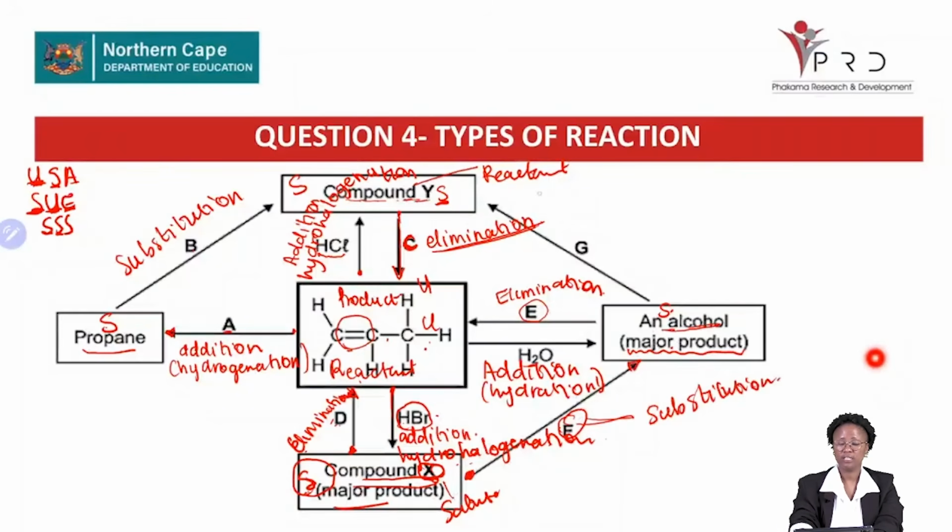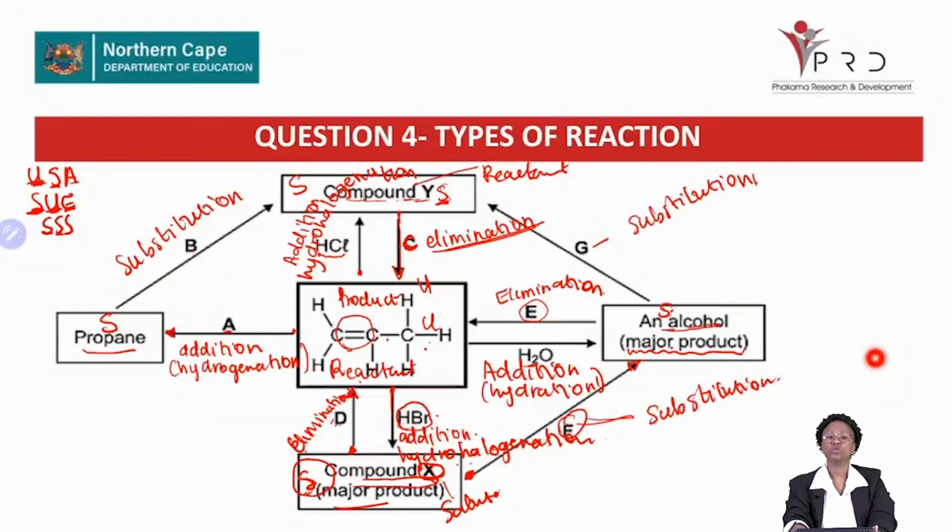And then G is the last one. From saturated to another saturated, again, G becomes substitution. We just need to find out what type of substitution reaction it is.